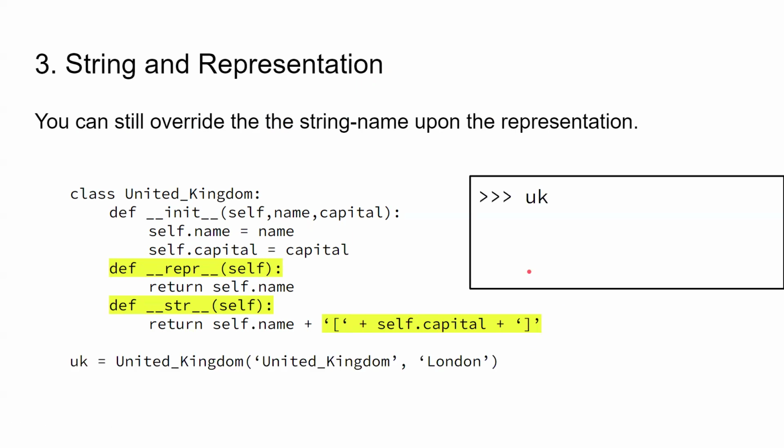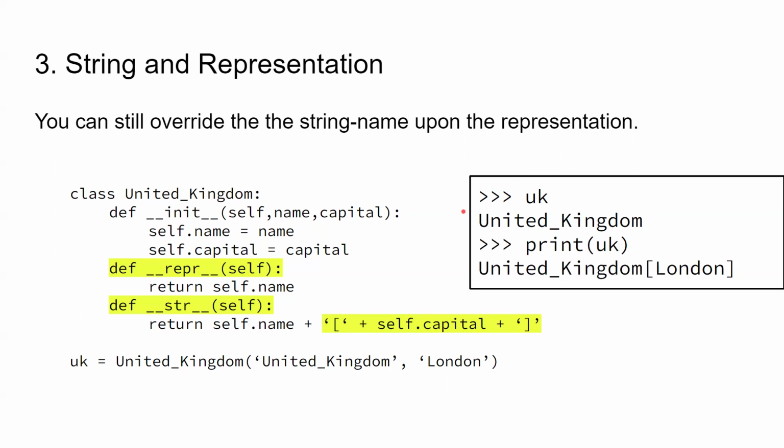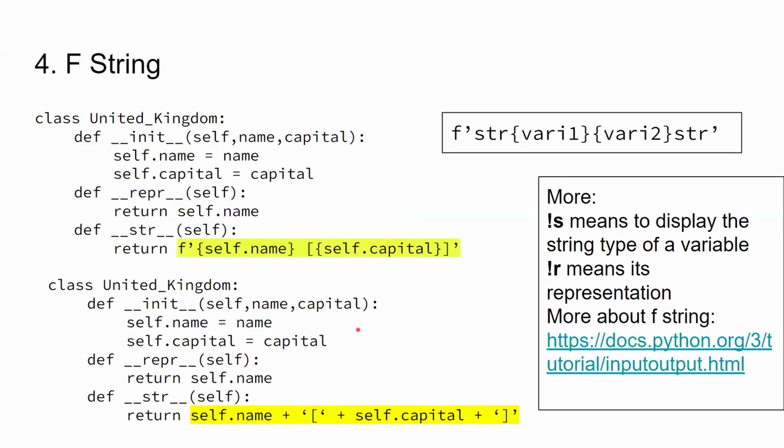I would say UK and it returns United Kingdom. How about print? It gives United Kingdom, and then London. London is the capital. So this time I have some more information included in my nickname. This is my official name, and this is my nickname. Okay, the last one is the F string.